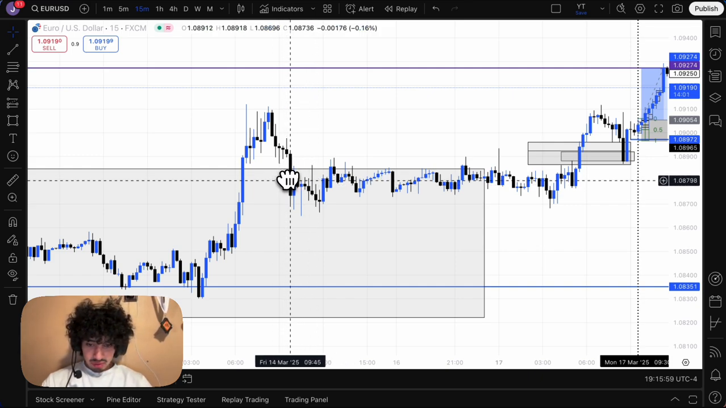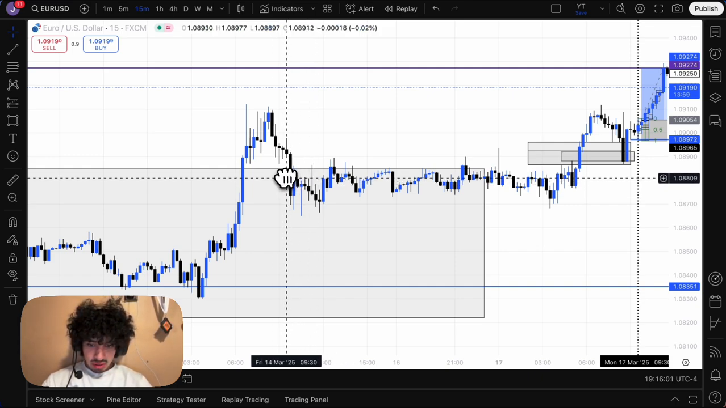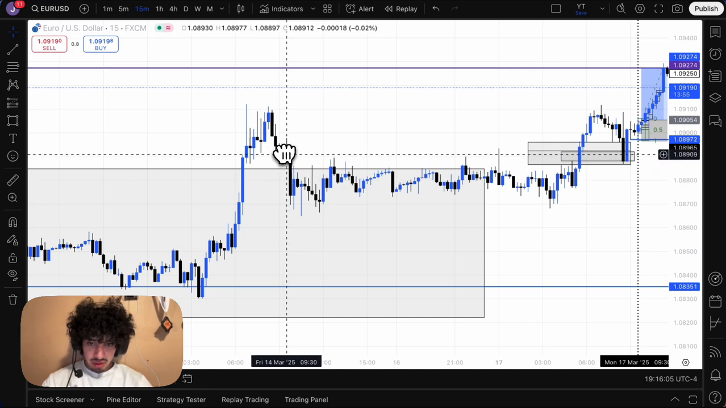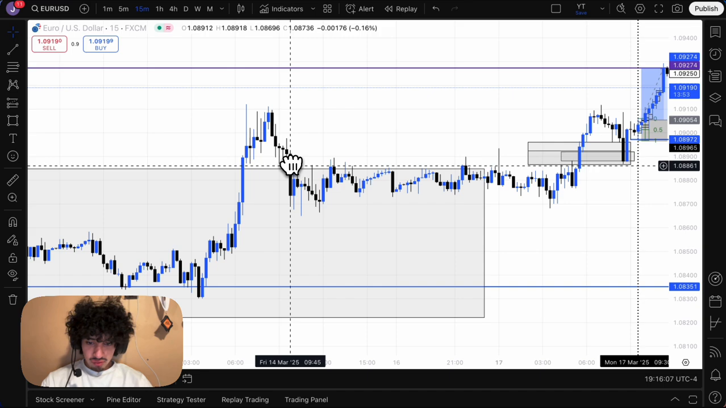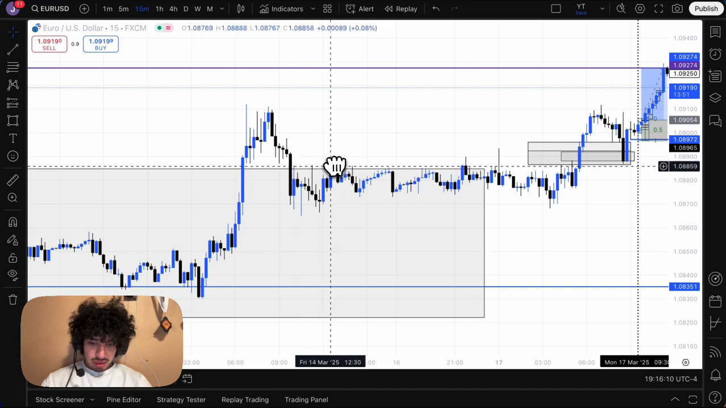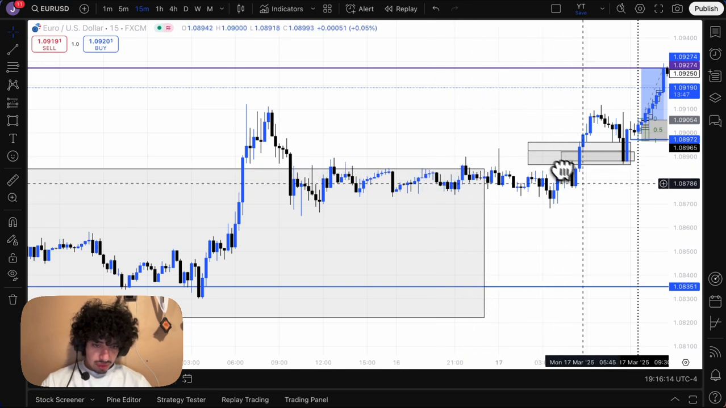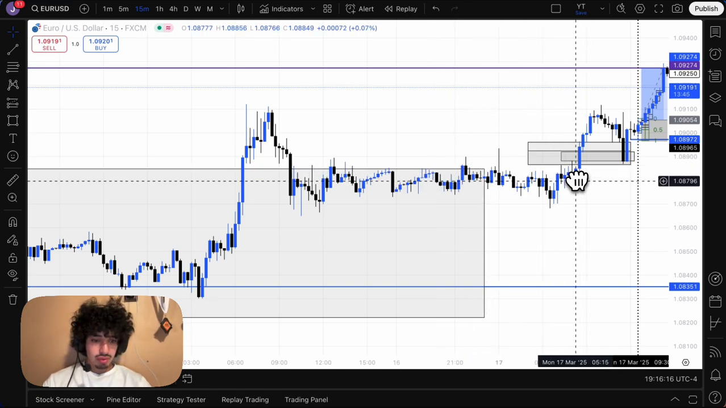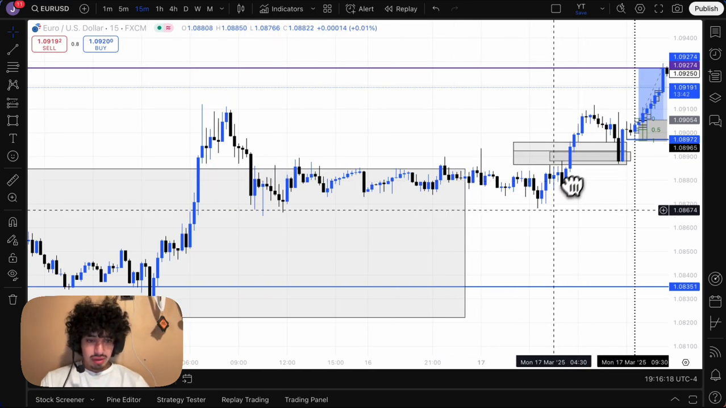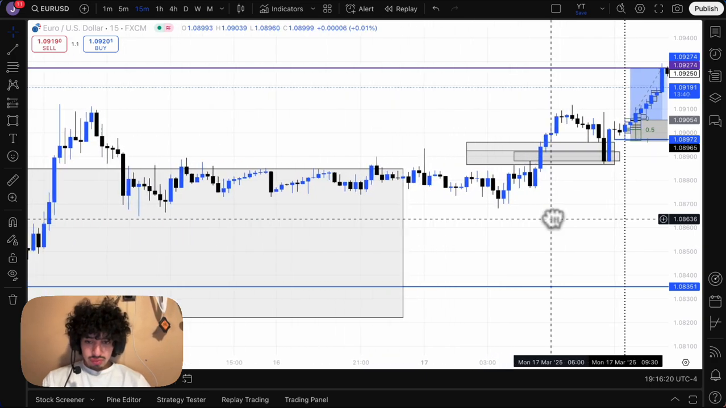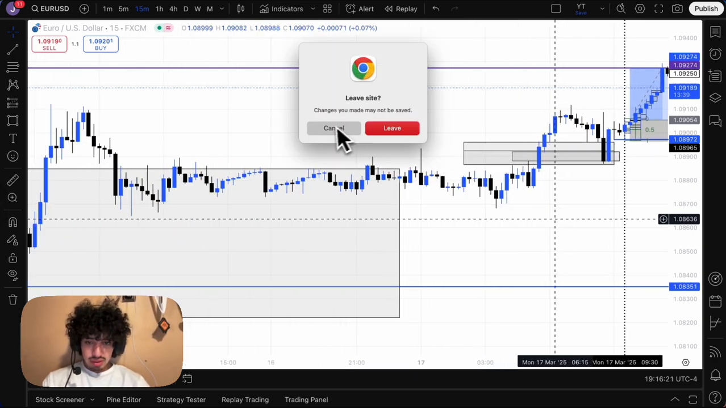This literally consolidated from 9:45, basically market open, but it was right here. From 9:45 on Friday, and I stopped looking at this at like 11 something. It was really just consolidating until Monday, at like 5:15 in the morning. Anyways, still continuing with this.